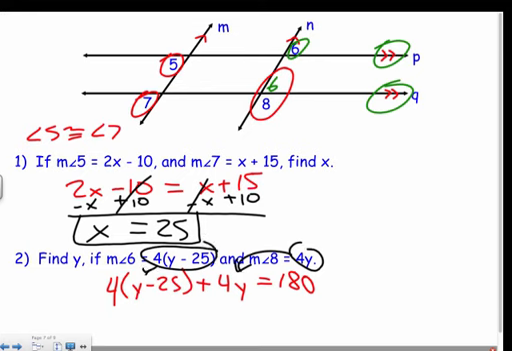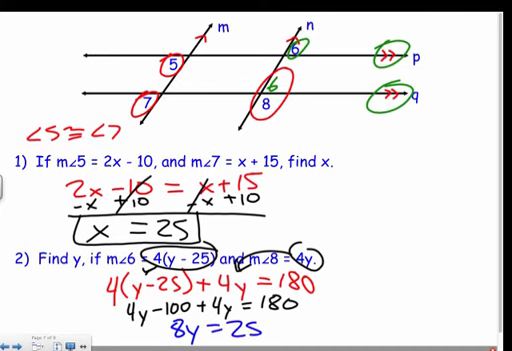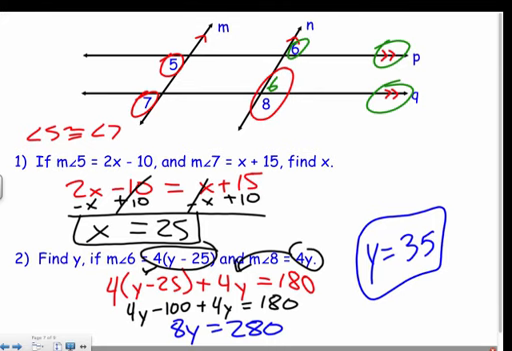And now we go through our algebra. So I distribute: 4y minus 100 plus 4y equals 180. Simplify, so 4y plus 4y is 8y, and I'm going to add 100 on both sides right away, equals 280, and we divide by 8, so y would equal 35. And it doesn't ask for angle measures, just asks for y, so I'm done.